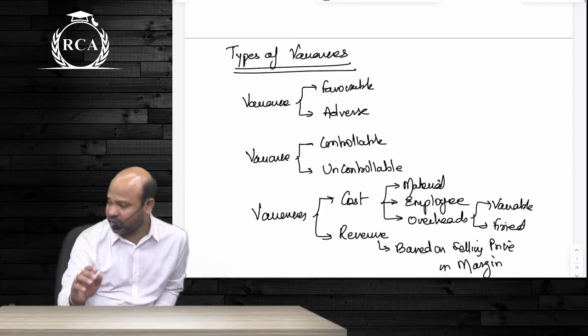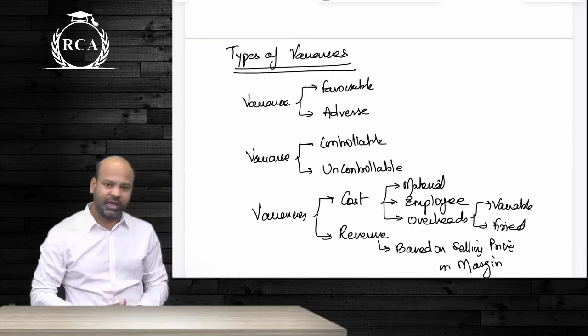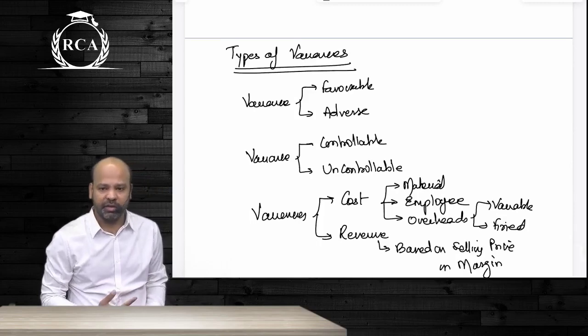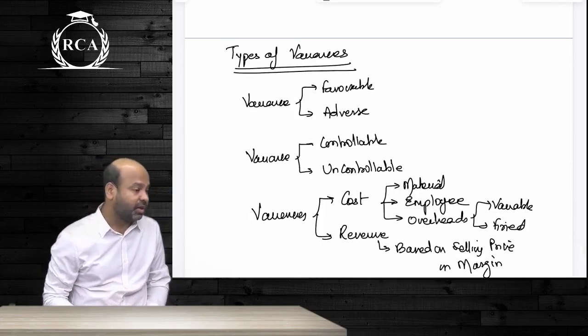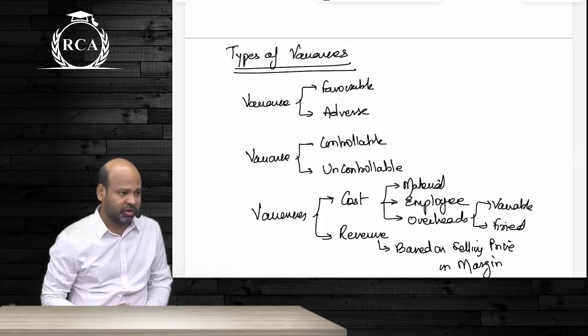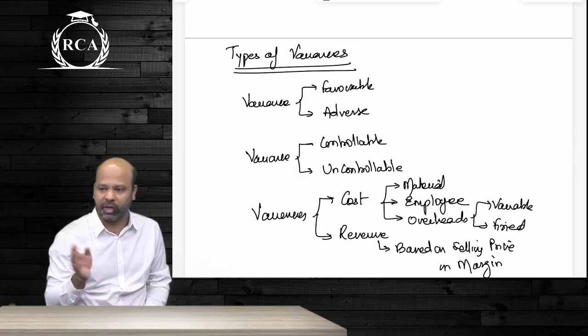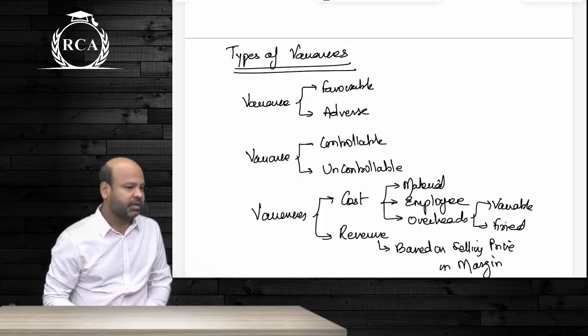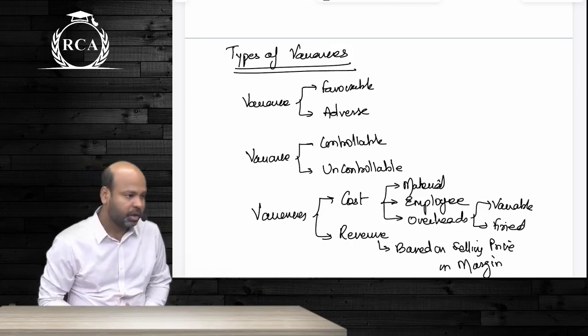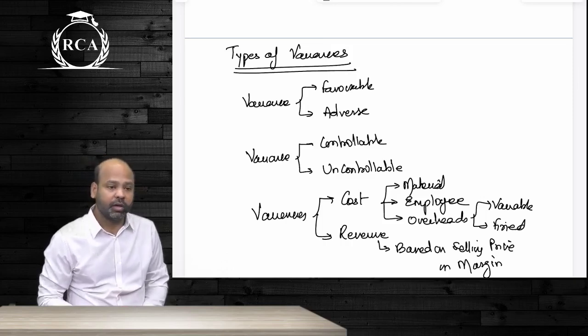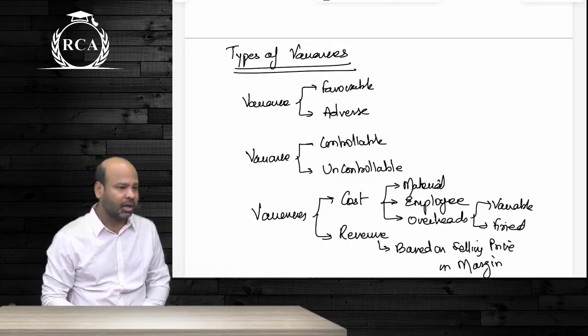Now, as far as types of variances are concerned, guys, I said we normally divide our variances into favorable and adverse variance. Anything that is resulting in an increase in cost or a decrease in profitability, beta, is adverse. Anything, guys, that results in an increase in profitability or a decrease in cost, beta, is favorable. From the perspective of controllability, guys, we divide our variances into controllable and uncontrollable.